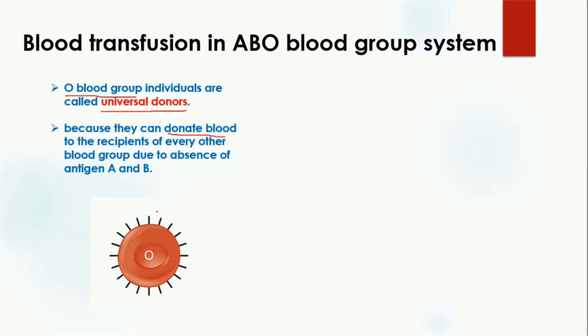Because of the absence of antigens, when they give the blood, the antibodies of the recipients are not going to attack it, and this blood can be used easily. So that is why they are called universal donors.